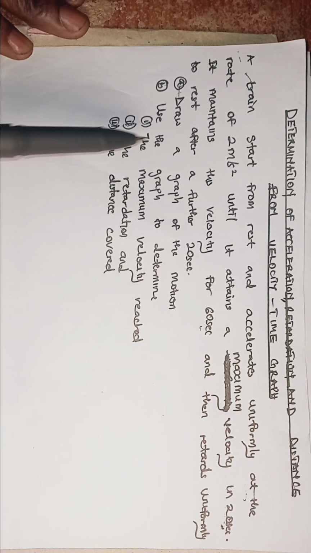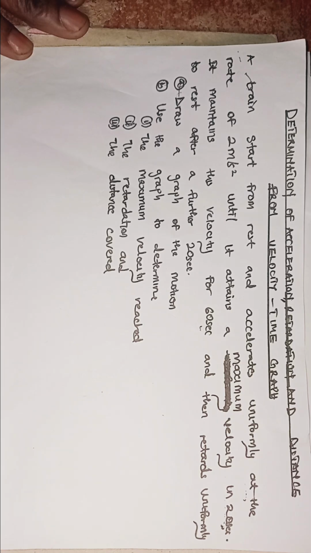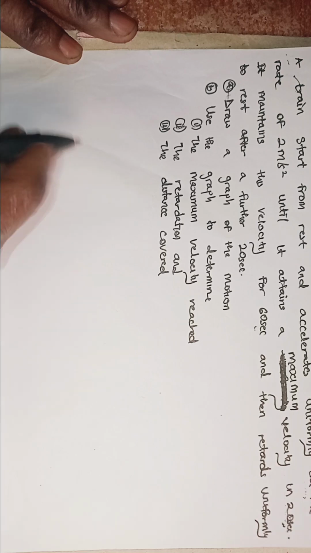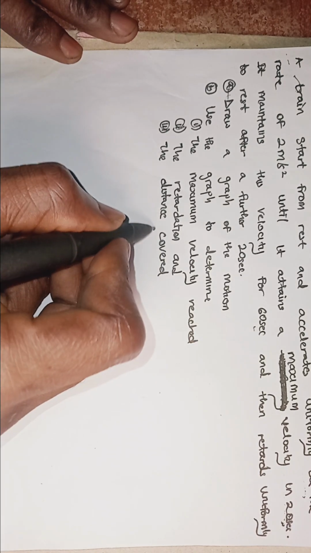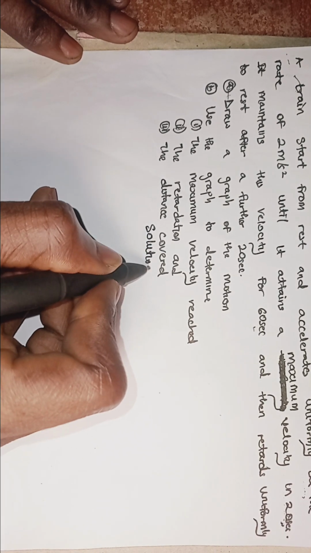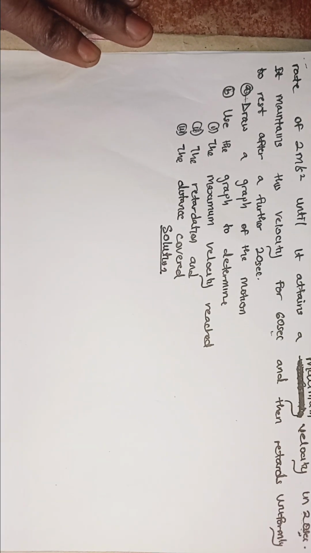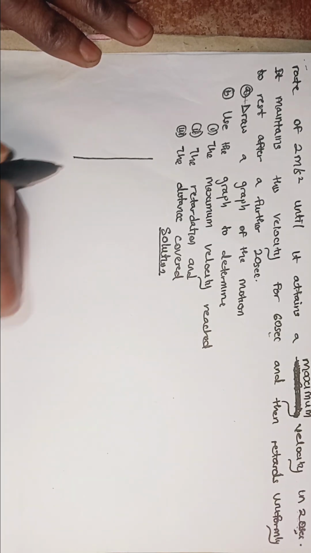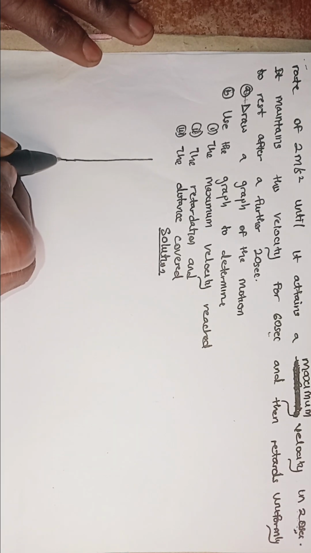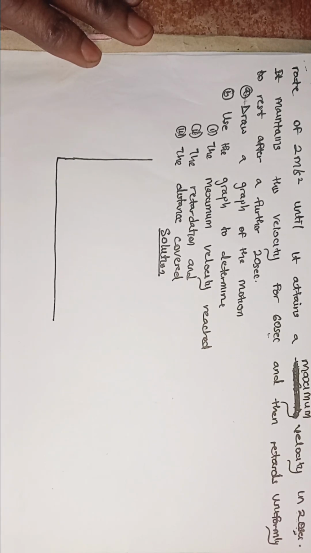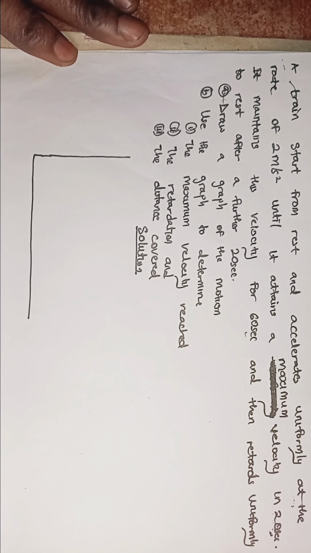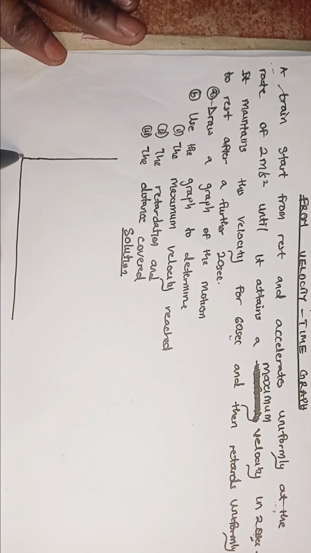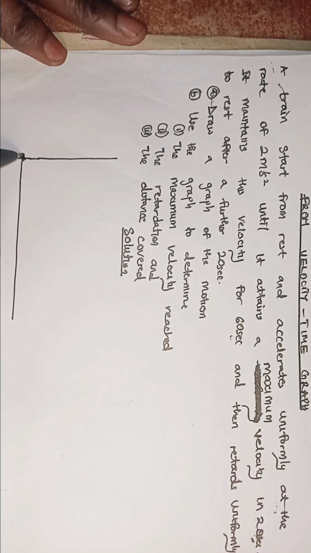So the first question says we should draw a graph of the motion. If you want to draw a velocity-time graph, we first need to write something like this. Okay, let's first copy the solution. You first need to draw the vertical line, and also the horizontal line, like this. So from the question, they said that a train starts from rest. This is the point of rest. This is the point of zero.